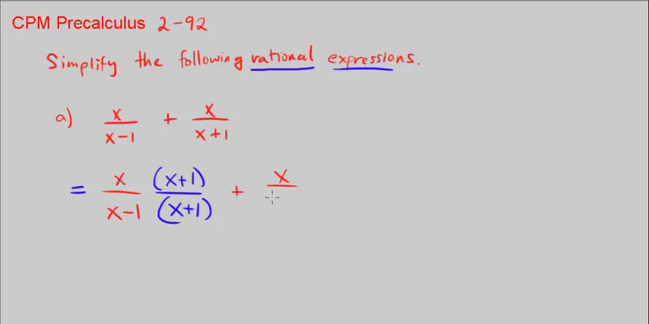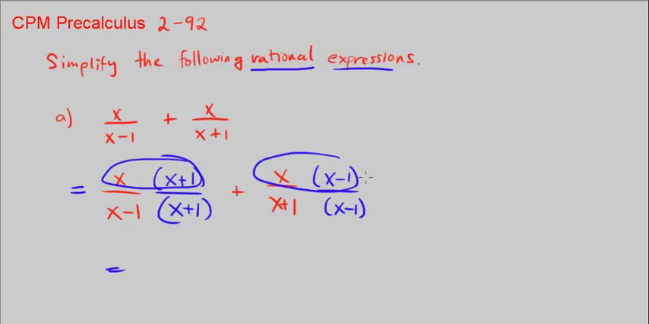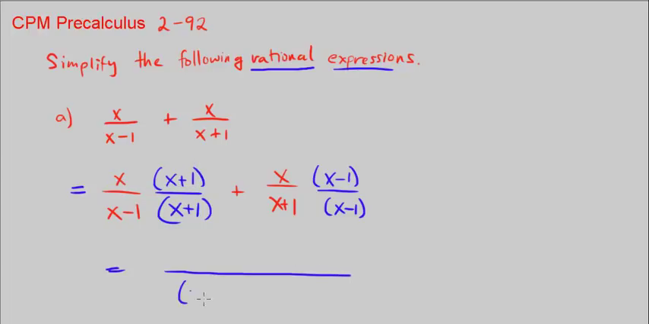Plus x over x plus 1, I'm just copying this term, times, now I'm going to multiply by this term in the numerator and denominator. So what that gives me is a common denominator, right? These both have x minus 1 times x plus 1. All right, so let's find the numerators together and put them over a common denominator, x minus 1 times x plus 1.